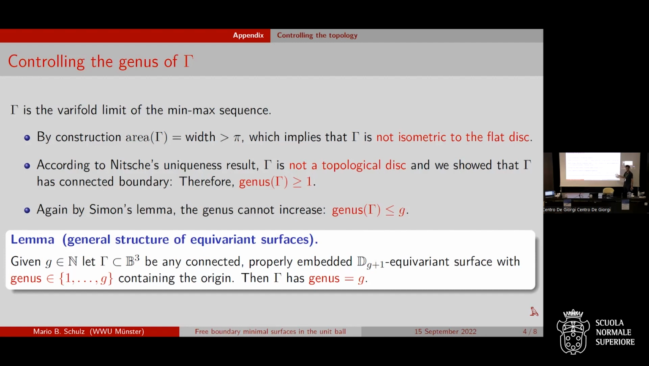It seems a very strong lemma, but the point is that the symmetry we impose corresponds exactly to the upper bound of the genus here. So a surface which is equivariant with respect to the dihedral group of order 2g plus 1, and genus less than or equal to g, must have full genus g. Yes, it's the symmetry that controls the genus. That's the trick here. So to control the boundary, we use the structure of the sweepout instead. Thanks for this question.